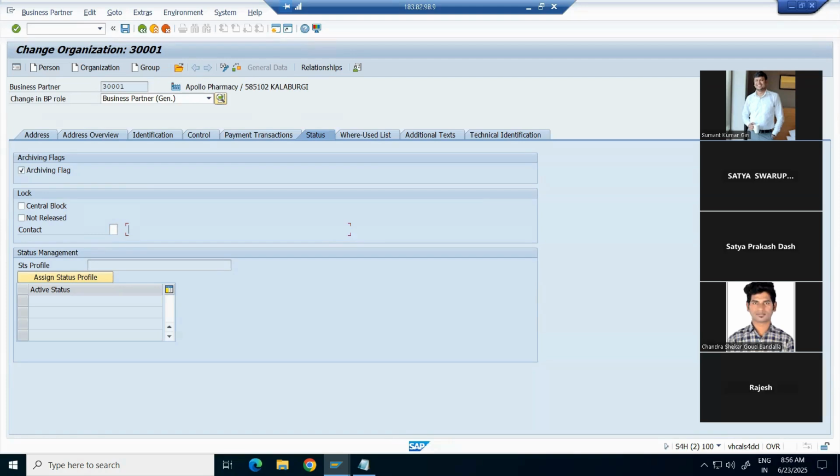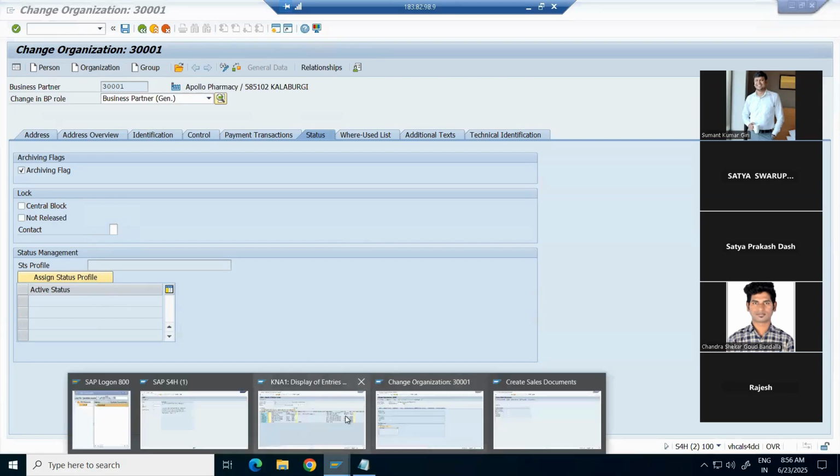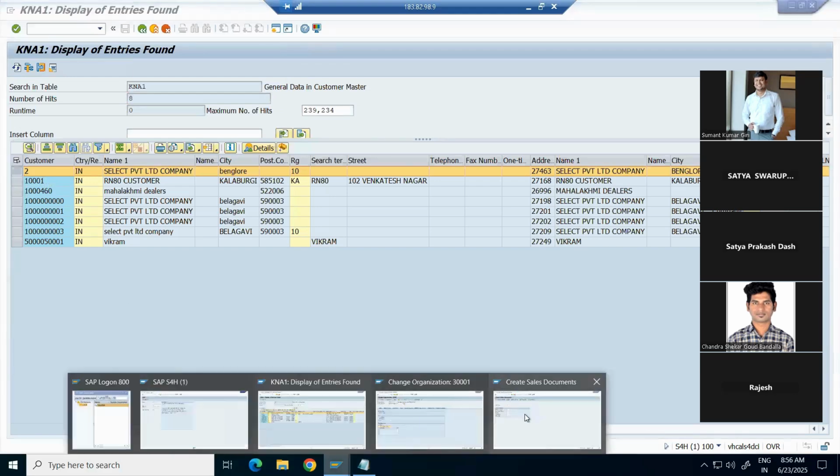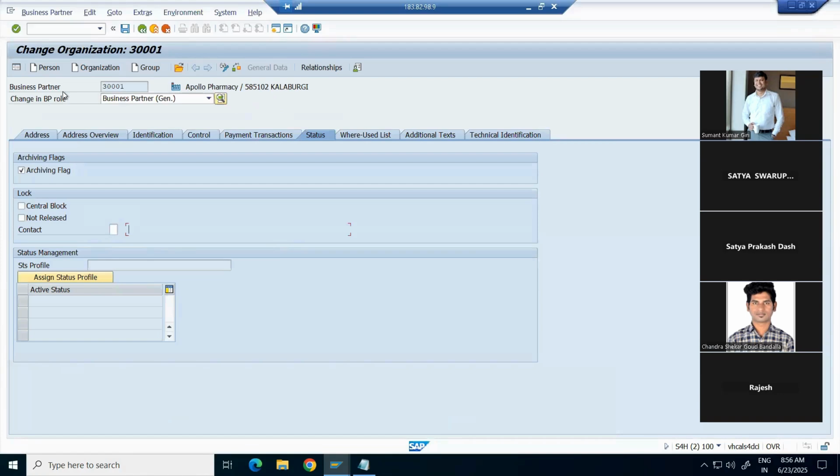Okay. So we can archive and we can block the archive and we can release the archive, but we cannot delete. Even if somewhere you get some kind of deletion option, that will not delete permanently from the database. In the sense, if you have a customer code and you come here to the KNA1 table, that will always be visible here. But that specific customer will never come up, or the system will never propose it, when you are creating any kind of transaction. It will not appear there.